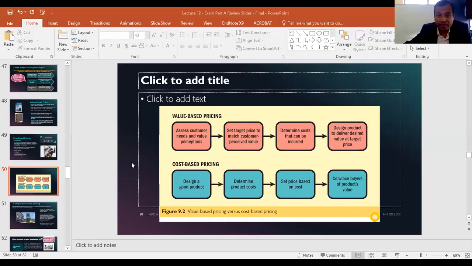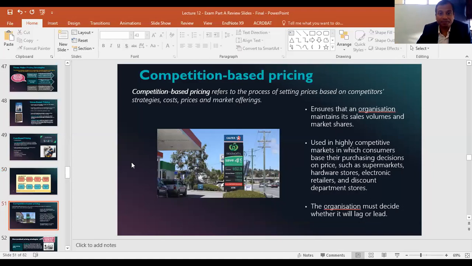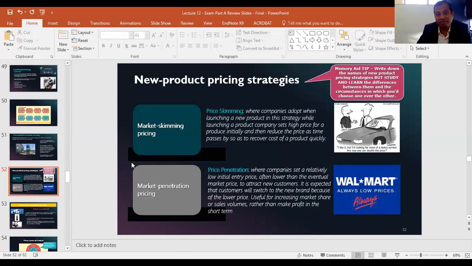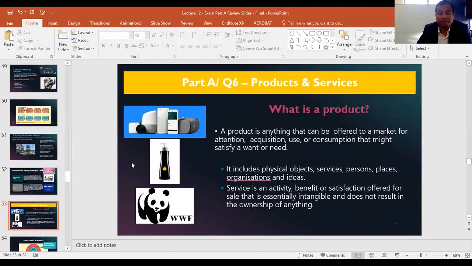Going back here, over here also the value-based pricing is a kind of pull strategy, whereas the cost-based pricing can be related to the push strategy. Different objectives we have seen are skimming or penetration; survival could be a kind of objective. Okay, the next one is product and services.